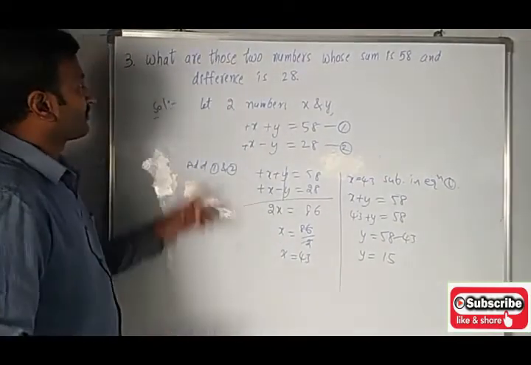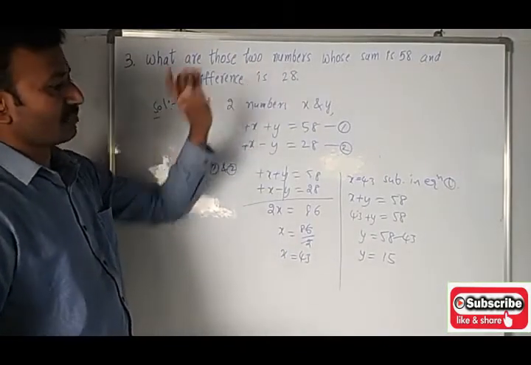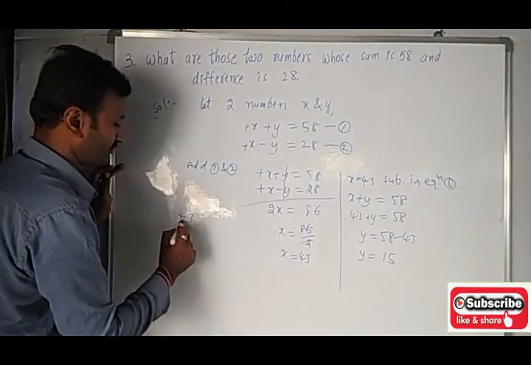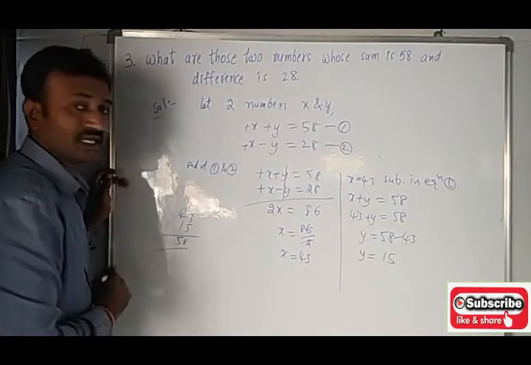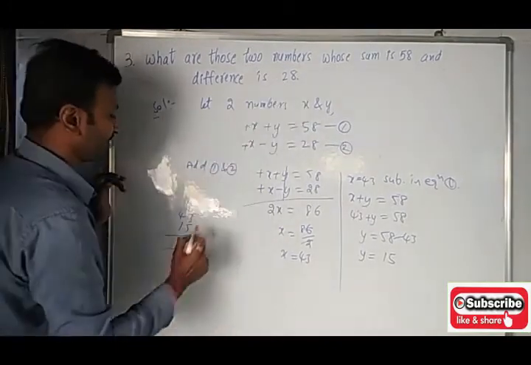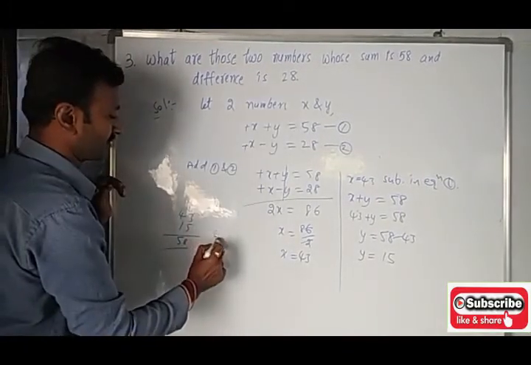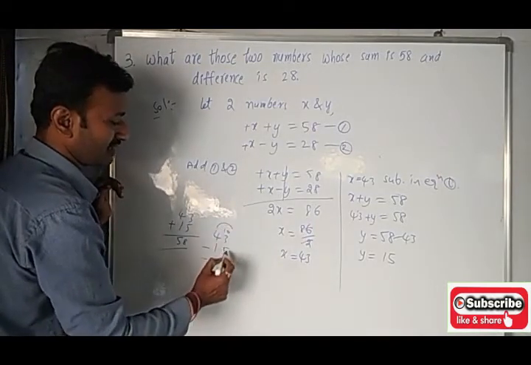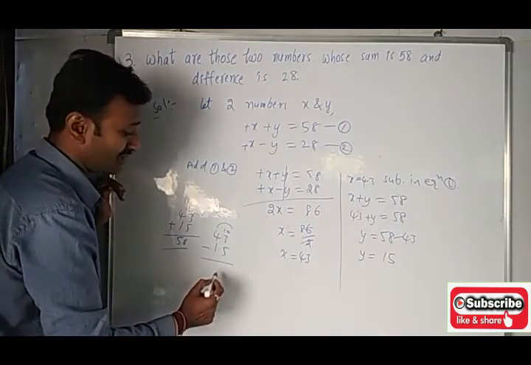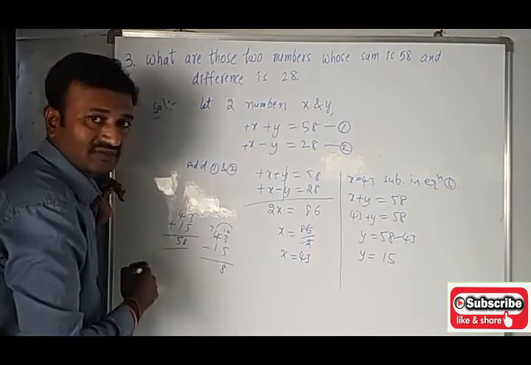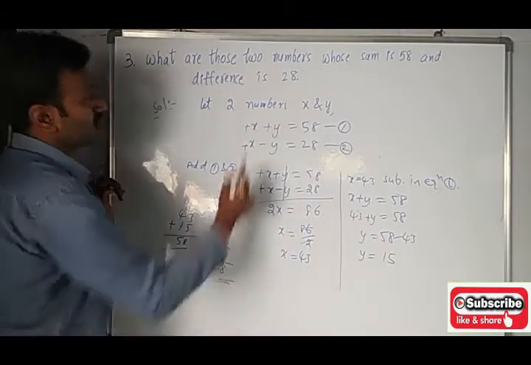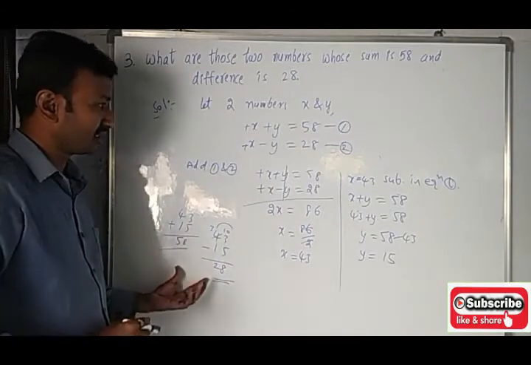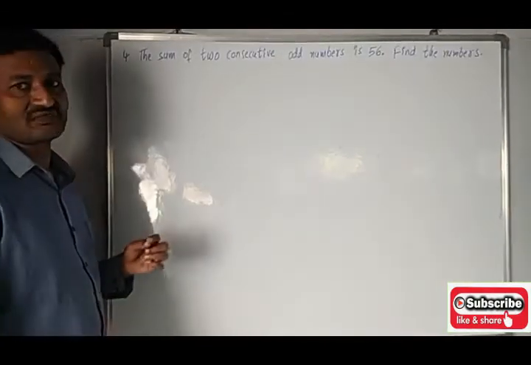Now let us check. Two numbers whose sum is 58. See, 43 plus 15. 43 plus 15, how much? 58, right? The difference is what? 28. Here plus, here minus. Here borrow, 13 minus 5, how much? 8. Here 3 will be left. 3 minus 1, 2. So the difference is 28. The sum is 58. Here the condition is checked and the solution is correct. This question is very easy.